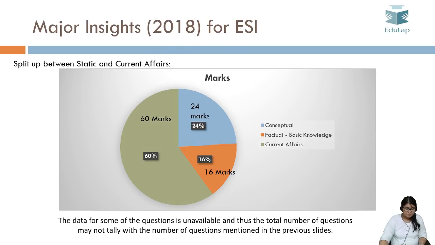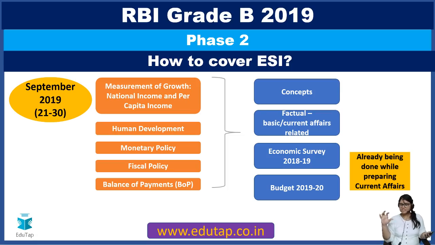Fine. Okay. Moving ahead. We have spoken about what is important for ESI. We have spoken about the weightage in the last year paper 2018, right? Now comes the key question, and I'm sure you all are here for this session only to get your answers for that particular question, right? That is, how do we cover ESI?